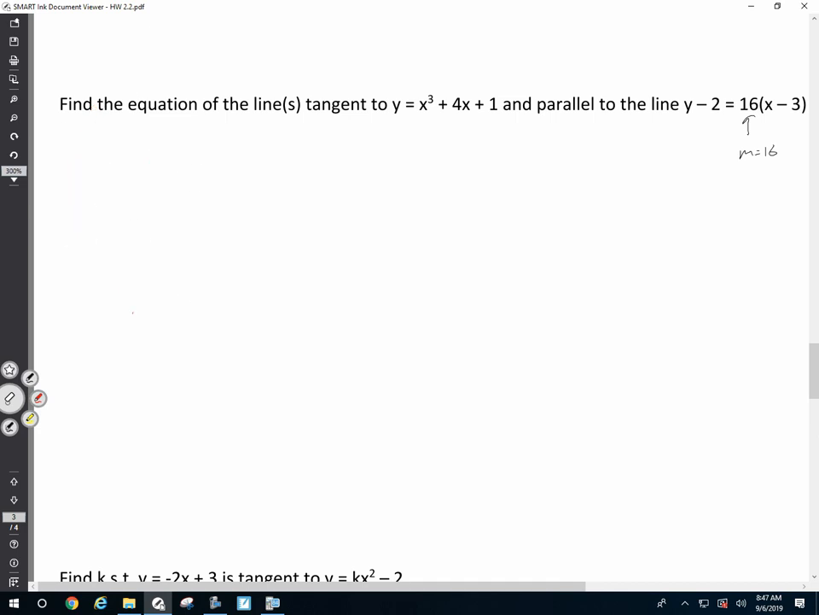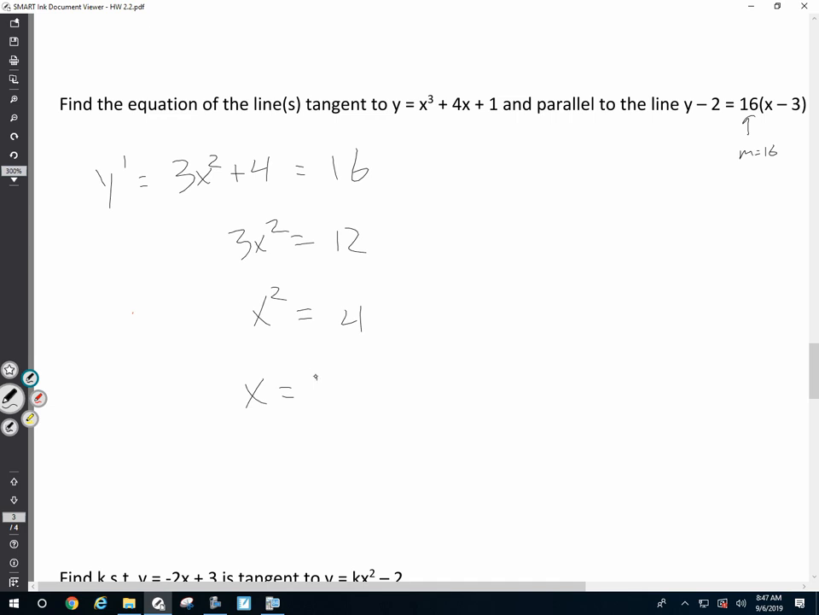So let's go ahead and do some work here. So when will my tangent slopes generate a slope of 16? Find the tangent slope generator. Set it equal to 16. Subtract 4. Divide by 3.